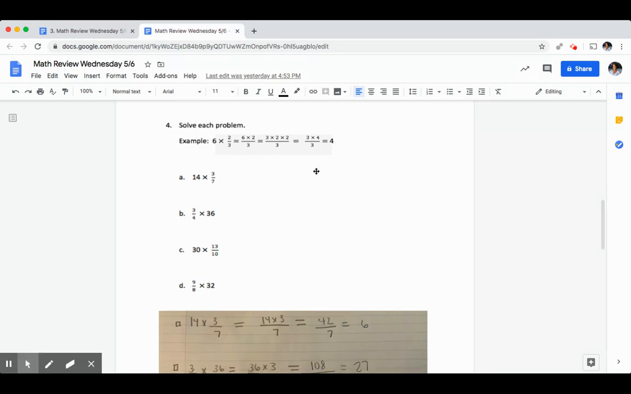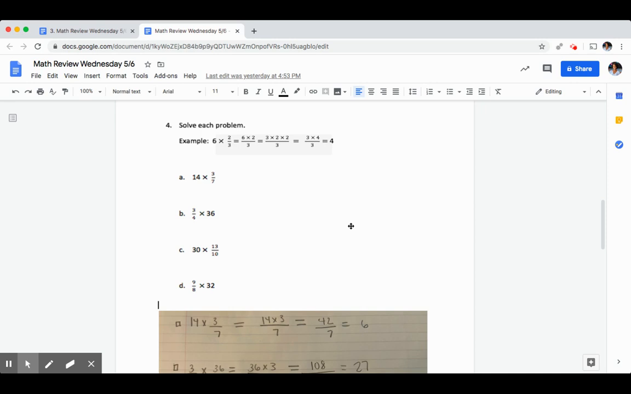So next, we needed to solve some problems multiplying whole numbers by fractions greater than 1. Sorry, these are not fractions greater than 1. We're multiplying whole numbers times fractions. Some of them are fractions greater than 1, but some of them are not.